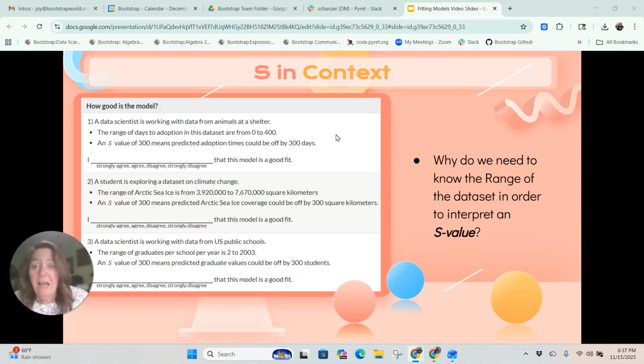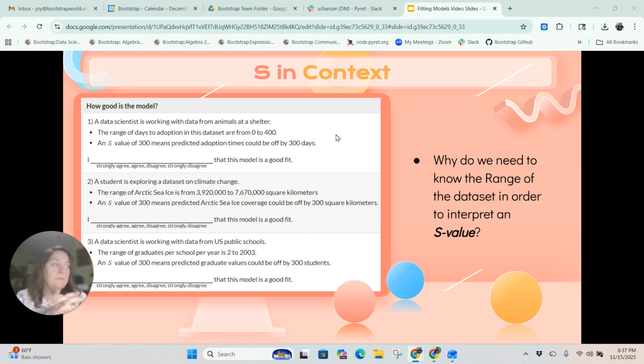That's huge. So the kids here would say, I strongly disagree that this model is a good fit because that range is quite huge. I'm off by 300 days out of 400. That's not very close. However, the next one, if I'm off by 300 square kilometers out of a range that's in the millions, almost 4 million to 7.5 million, now I'm getting pretty darn close. That is not as far off with that large number of square kilometers. So this would probably be strongly agree that that would be a good model.